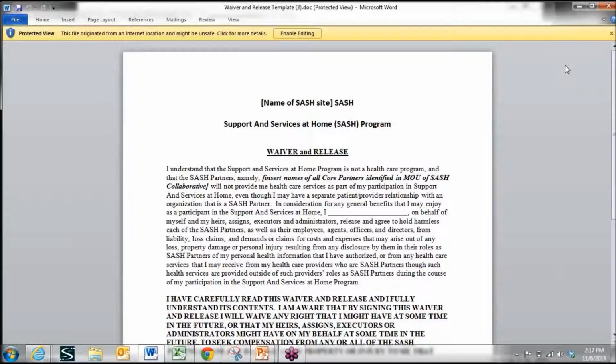And what I mean here is that the first line is what's so important in this waiver and release statement. It's that your participant understands that SASH is not a healthcare program, that what SASH is doing is not providing their medical care. They're going to continue to see their primary care physician. They're going to continue to go to whatever specialist they're going to. What SASH is doing is bringing together community-based organizations to help them connect better with the healthcare system, to help coordinate that care. But we're not providing medical services as part of our role in SASH.